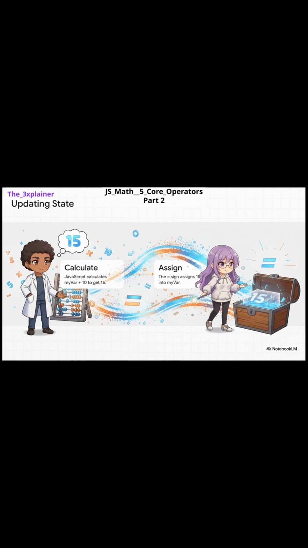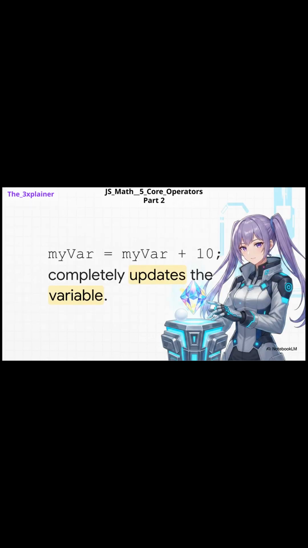If you just run myvar plus 10, step 1 happens. JavaScript calculates the math, giving you a result of 15. But myvar itself, it's actually still holding the number 5. To actually change the box's contents permanently, we need step 2. We must use our assignment operator, the equal sign, to take that new value of 15 and explicitly assign it back into myvar.